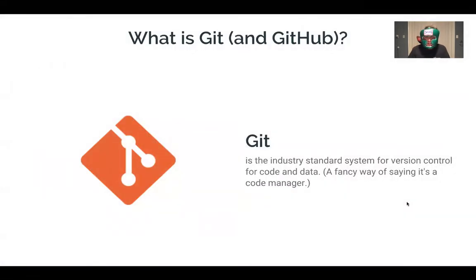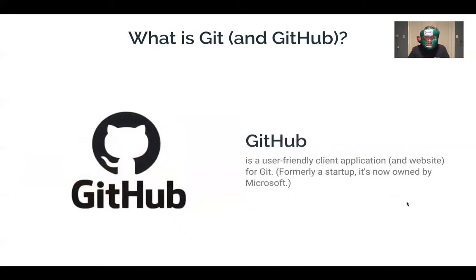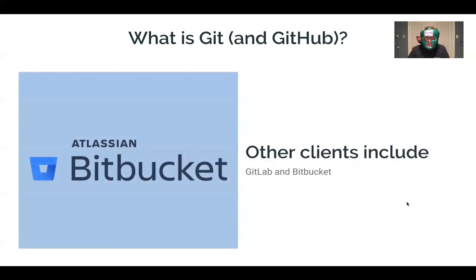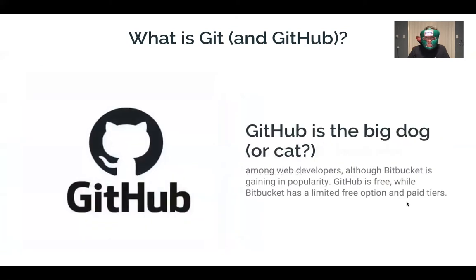Git and GitHub, what is it? Git is the industry standard system for version control for code and data, which is just a fancy way of saying it's a code manager. GitHub is a user-friendly client application and website for Git. It used to be a startup, but then it got acquired by Microsoft. So now GitHub is a Microsoft product. Other clients for this kind of version control are GitLab and Bitbucket. But GitHub is the big dog among web developers, although Bitbucket is getting bigger. GitHub is free, while Bitbucket has a limited free option and paid tiers.